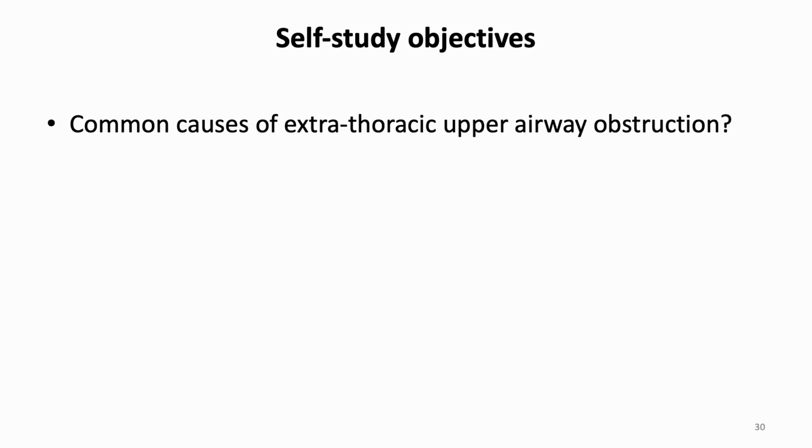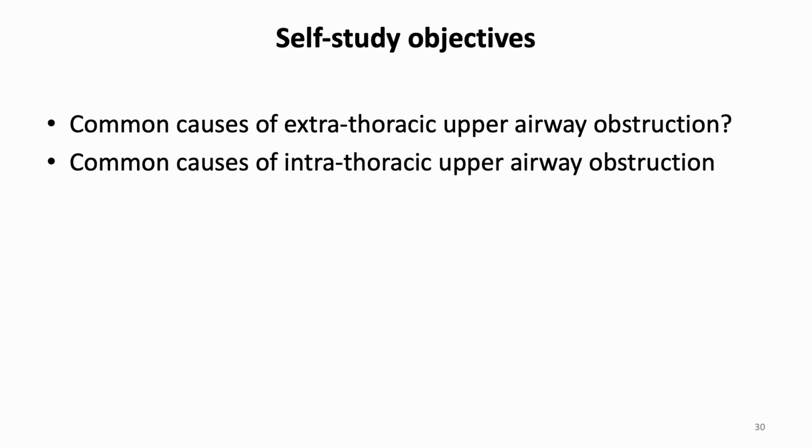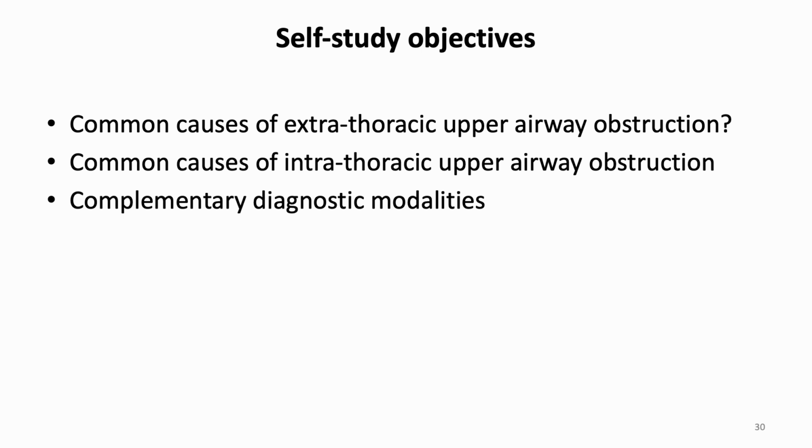I recommend that you study the causes of both extrathoracic and intrathoracic upper airway obstruction. Although they may give rise to similar symptoms, the underlying disease states are typically somewhat different between the two. Furthermore, please consider which complementary diagnostic modalities you would use when you encounter evidence of upper airway obstruction on spirometry.